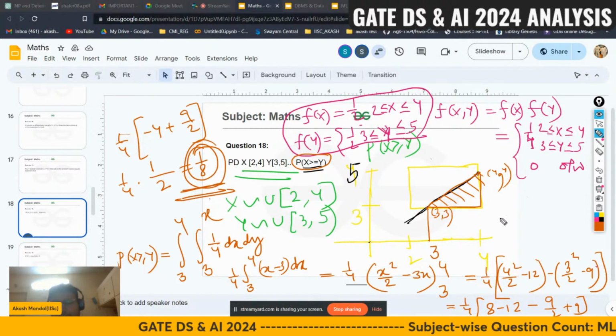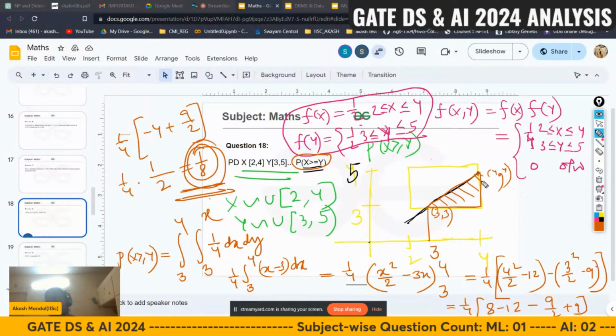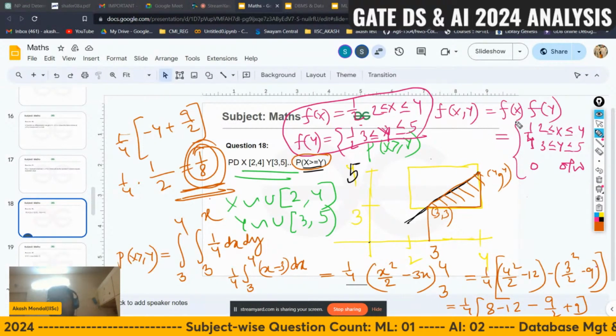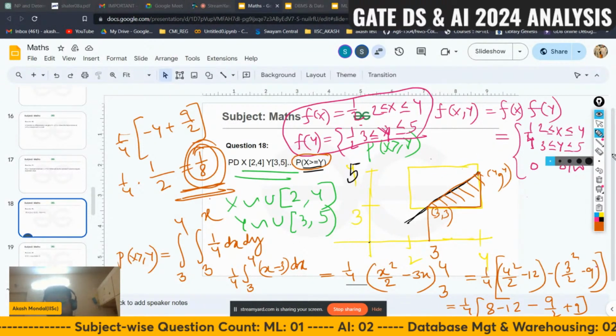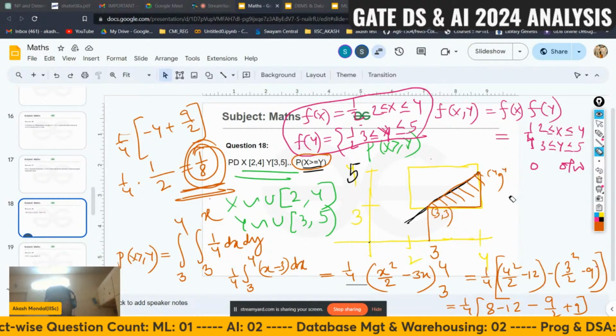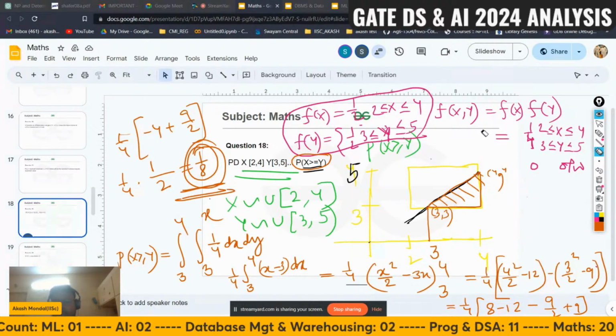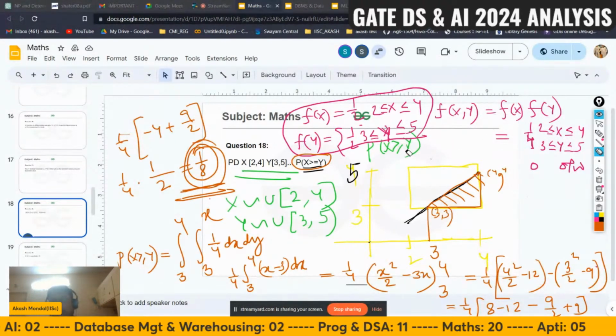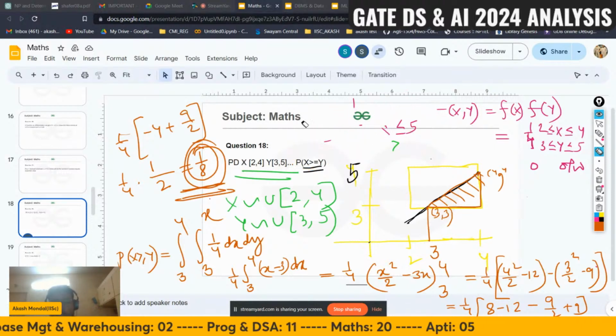Again, this is an easy question. You can solve it if you know how to draw these regions and how to compute the density function. It's a straightforward question. One can easily solve it if he or she knows about the uniform distribution and how to compute the joint distribution if marginals are given. So again, this is an easy question.